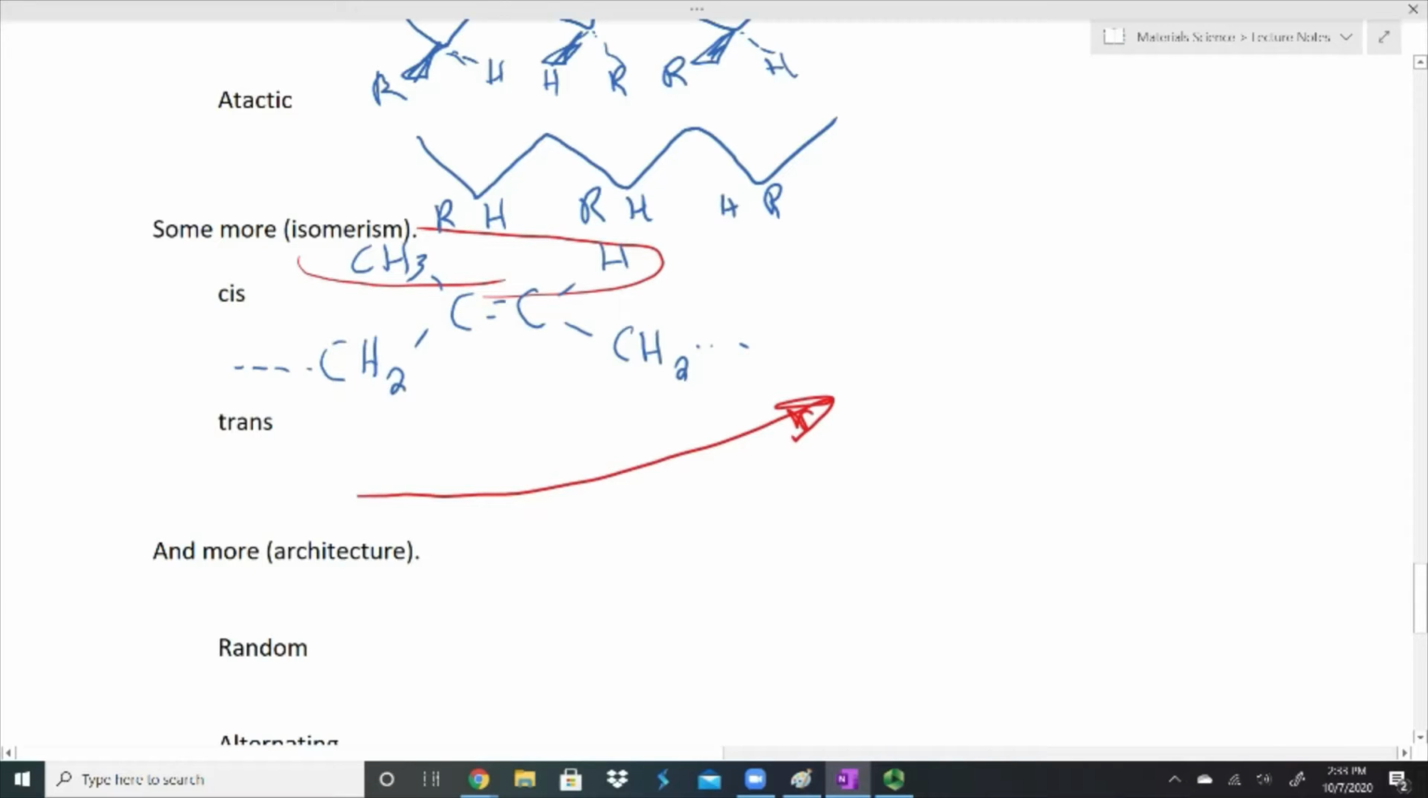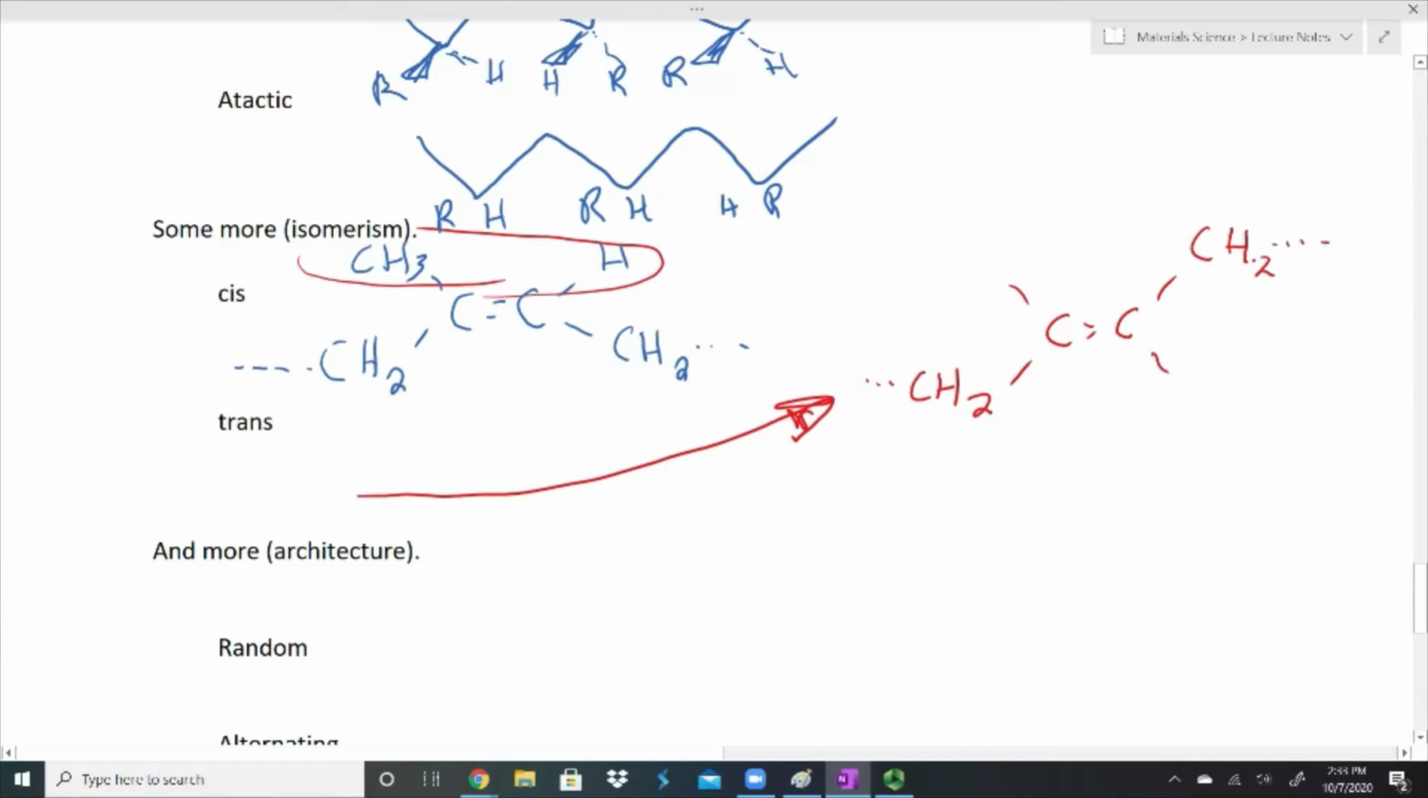With trans, it actually jumps sides. So if I draw the same picture, CH2, C, and I kind of have this same picture. I have this double bonded carbon in the middle with these branches coming out, and instead of my polymer chain both being on the same side, it flops.